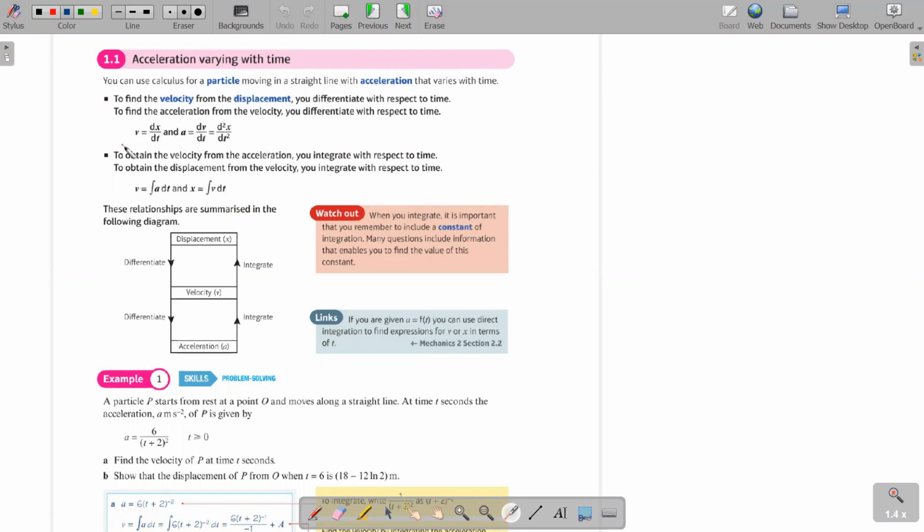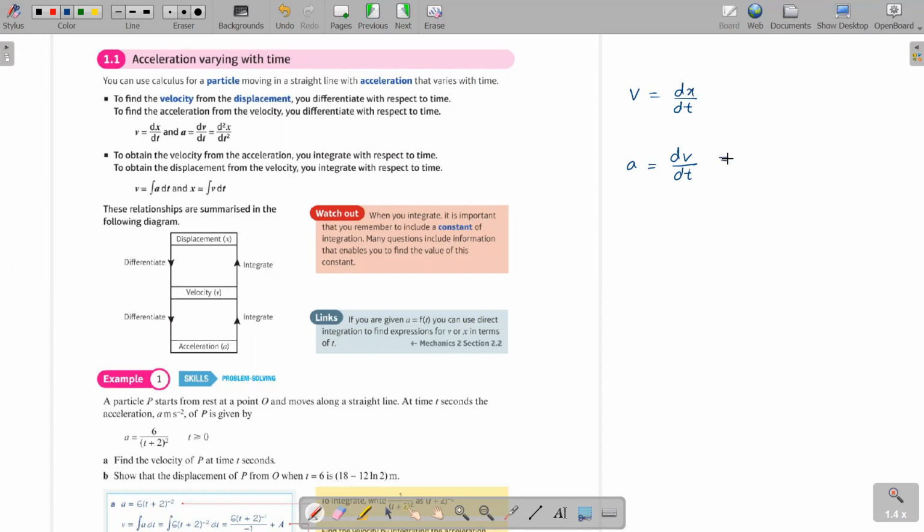So they have given you here some important rules. Velocity v equals dx by dt. Does it make sense to you? Displacement is given as x. Differentiate displacement once and you get dx by dt, which is the velocity. Do you agree with me? And then velocity, if you differentiate once, dv by dt, you get the acceleration. Do you agree with me?